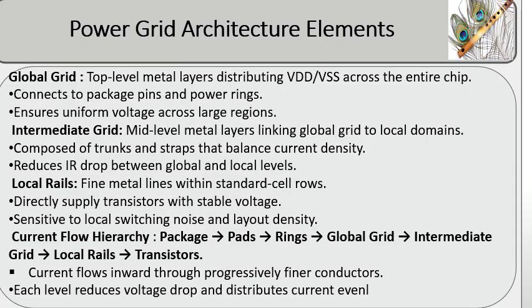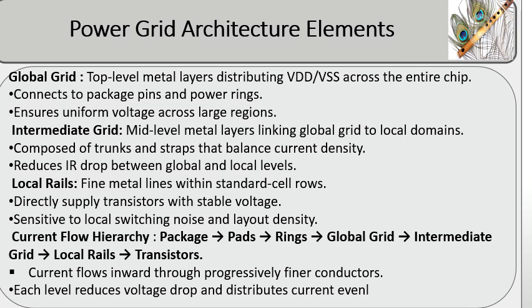The power grid is a hierarchical network that distributes a stable supply voltage throughout the VLSI chip. At the top level, the global grid receives power from the package and spreads it across the entire die using wide metal layers. The intermediate grid consists of trunks and straps that transfer current efficiently from the global grid to different functional regions. The local rails within the standard cell rows provide the final power connection directly to the transistors. This hierarchical structure minimizes voltage drop, balances current density, and improves power delivery efficiency.